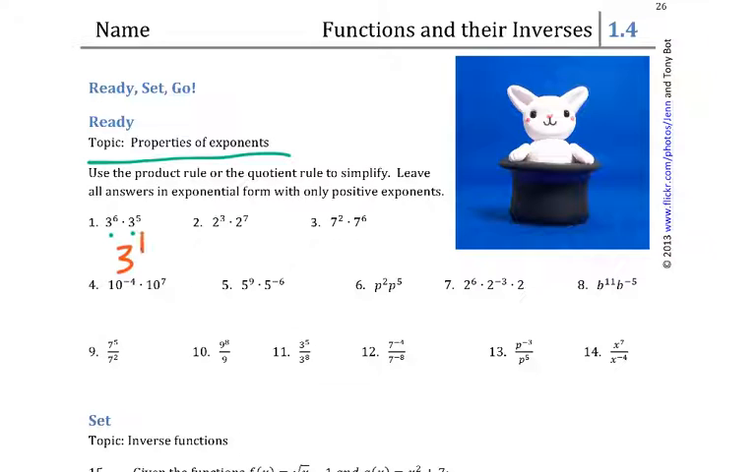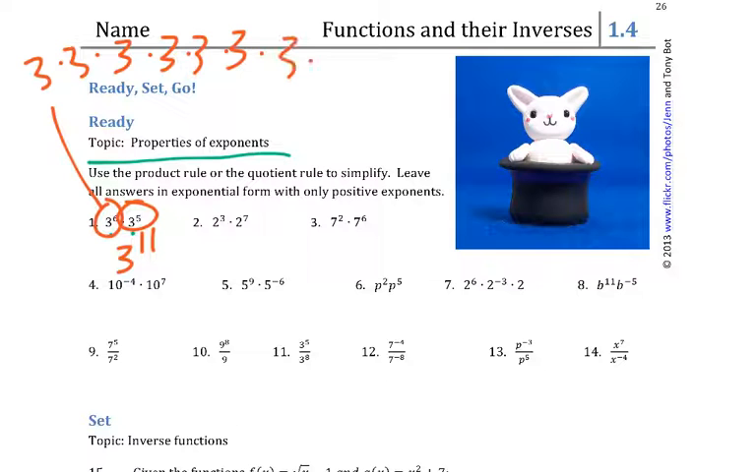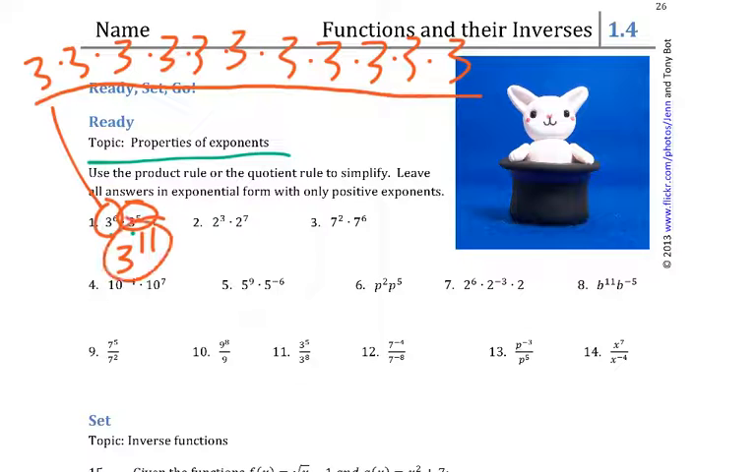3 to the 11th. Because remember, exponents is just repeated multiplication, so it's like you have 6 3's being multiplied together. And here you have 5 3's being multiplied together, and those are all being multiplied together. So we end up with 1, 2, 3, 4, 5, 6, 7, 8, 9, 10, 11, or 3 to the 11th. Okay? So now if we look at this, we've got 2 and 2, so we add the 3 and the 7 to get 2 to the 10th.